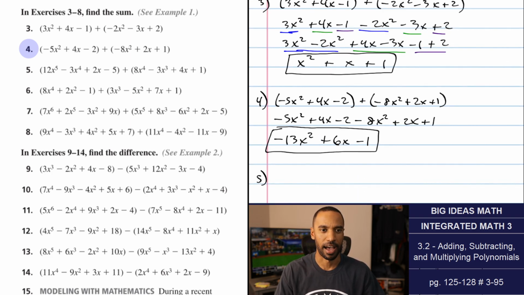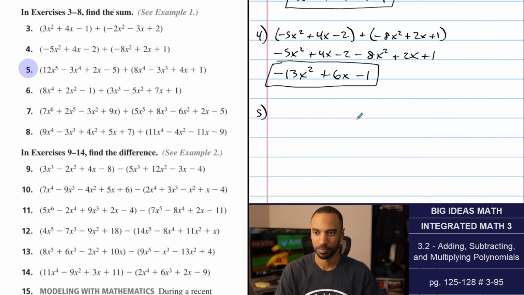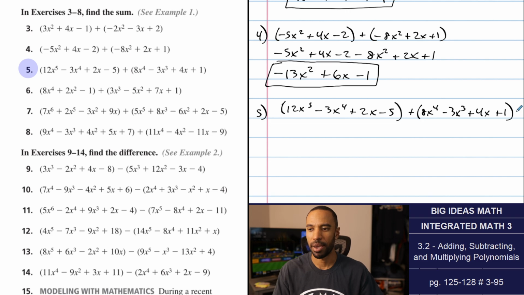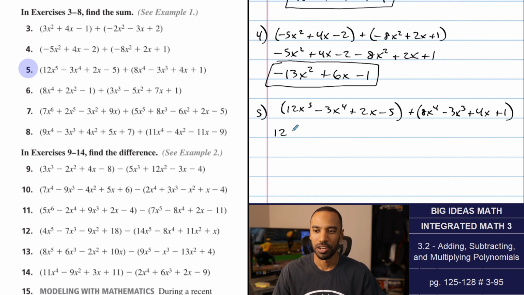All right. So number 5, especially when the problem gets a little bit bigger over time. So look at number 5. 12x to the 5th minus 3x to the 4th plus 2x minus 5 plus 8x to the 4th. I should be writing smaller than I am, just in general, not just to fit it. I feel like my handwriting has regressed. I don't know. Next problem, I'm going to try and pay more attention to it. I'm focused on writing speed.